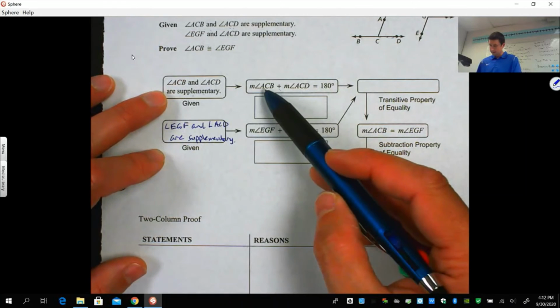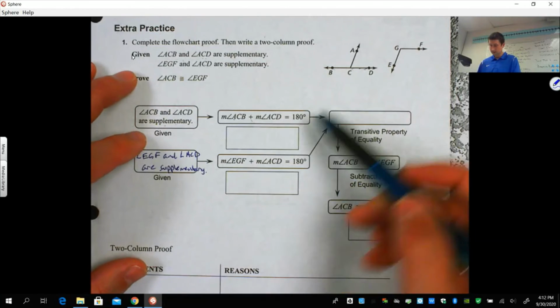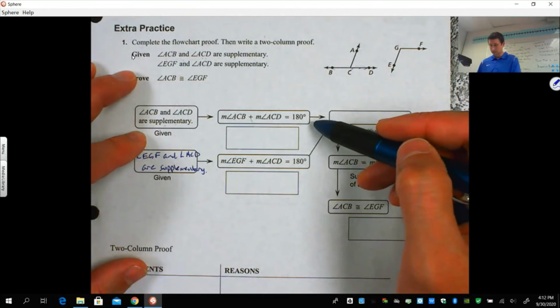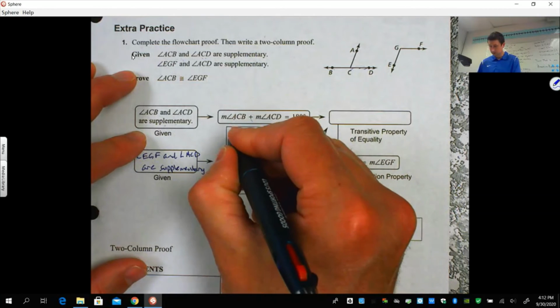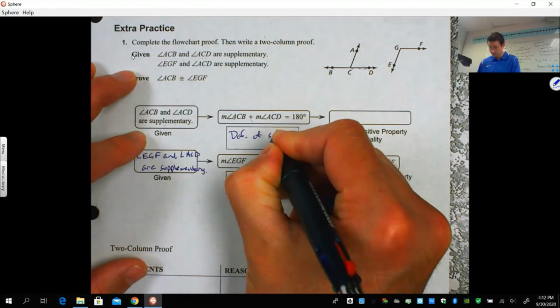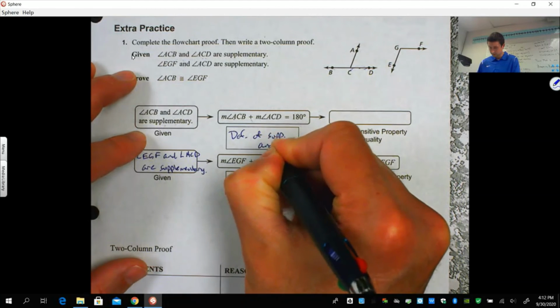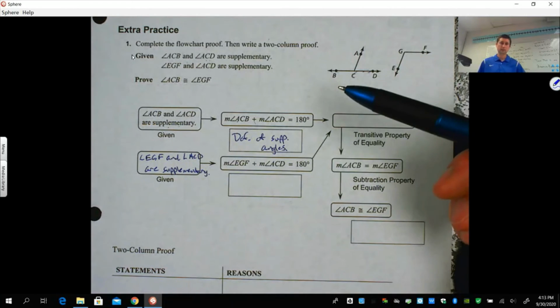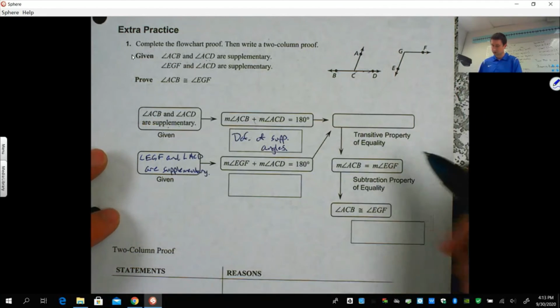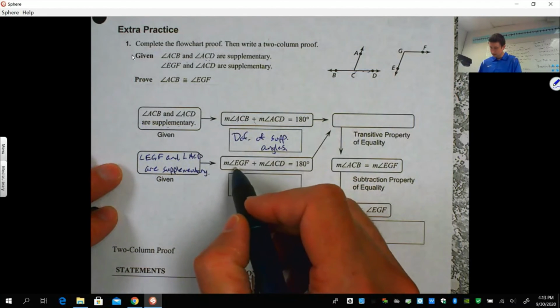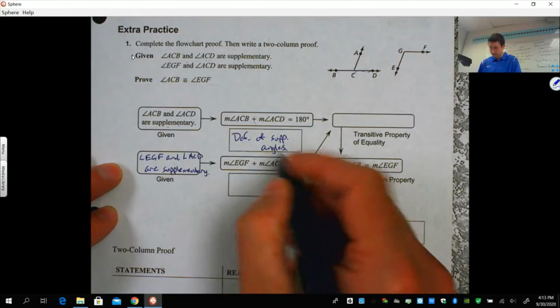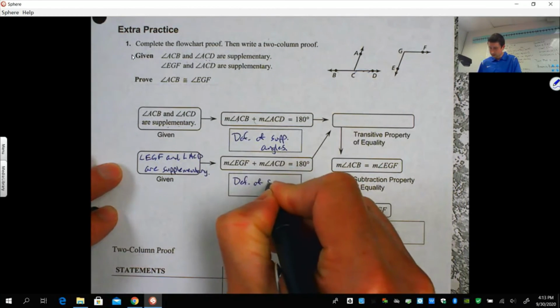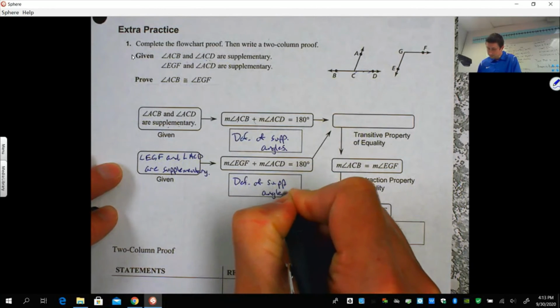So from that, they're saying the measure of angle ACB plus the measure of angle ACD equals 180. Well, we just got done talking about how they're supplementary, so this would have to be the definition of supplementary angles. Notice I look back. What's the context of the situation? Just think of reading a story in English. You have to know the context, what's surrounding the information you need here. Okay, here's EGF and ACD is 180. Again, definition of supplementary angles.